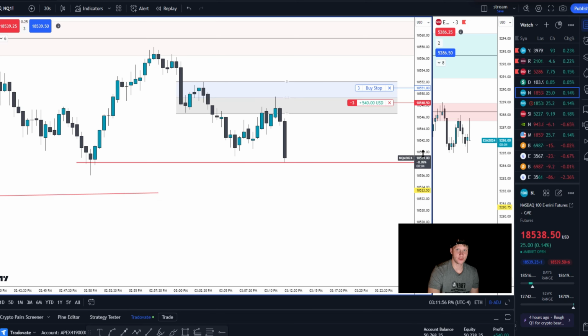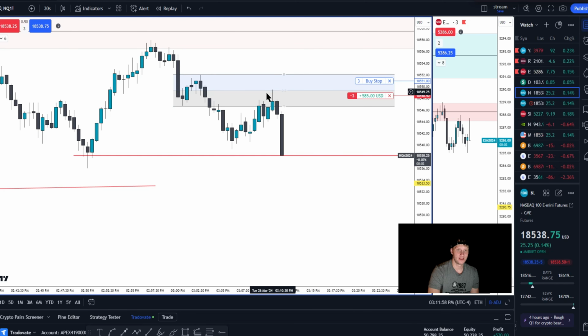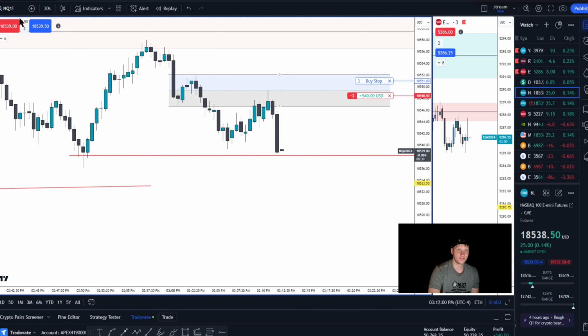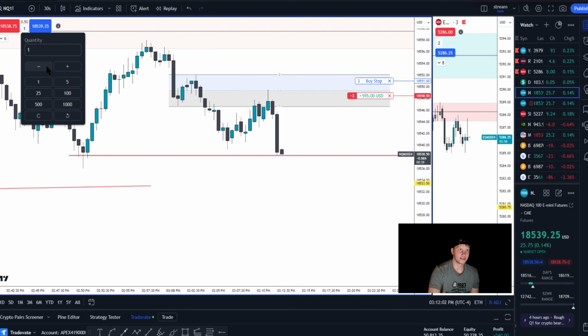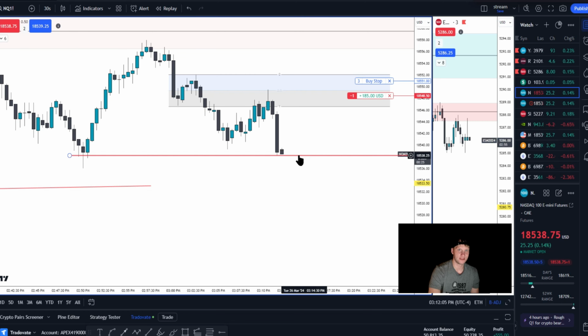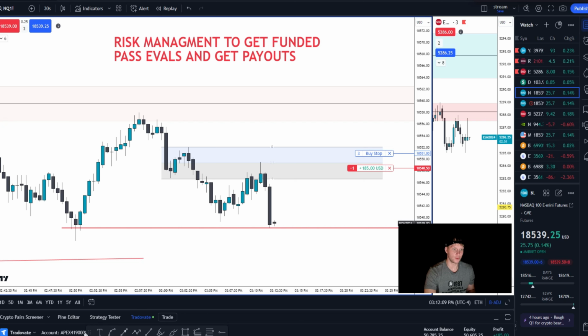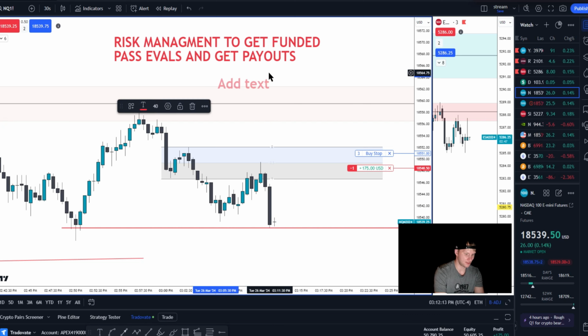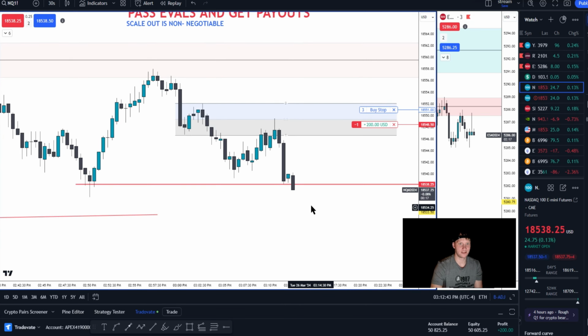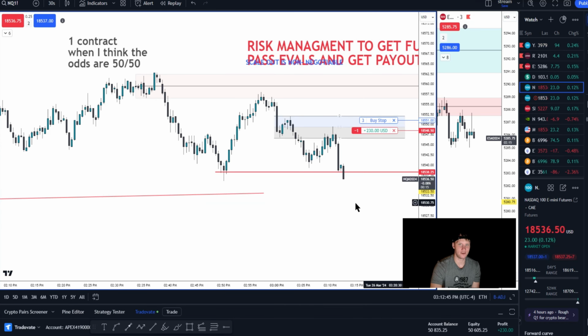So I entered short right there in my zone, at my redelivery zone. I'm going to go ahead and exit 2 of these as it comes into there because I scale out. So I would say if there's an ultimate rule to passing these evaluations and getting payouts, it's that you have to scale out. Rule 1, scale outs are non-negotiable. You have to scale out.